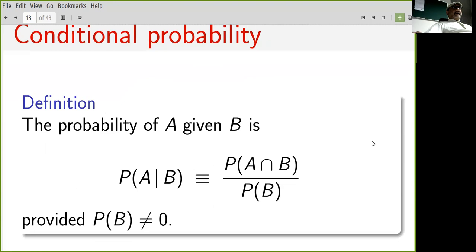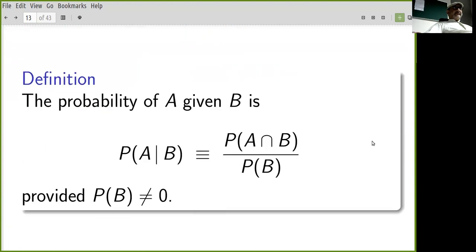Okay, now how do we calculate those? The probability of A given B is defined to be the probability of A intersection B divided by the probability of B, and you never want to be dividing by 0, so provided that the probability of B is not equal to 0. And that is the definition.